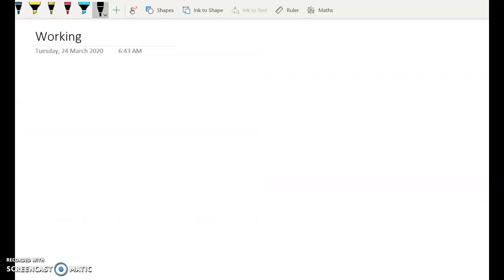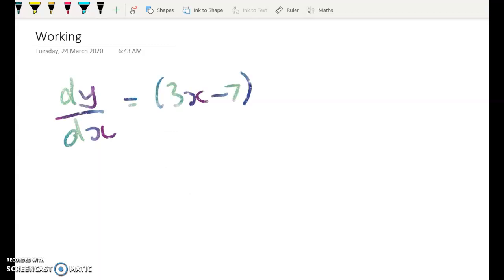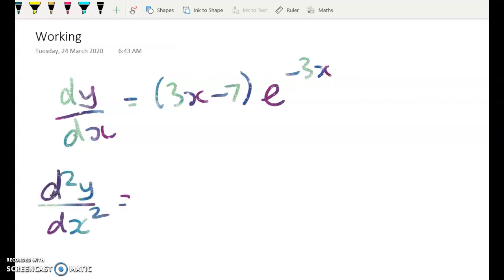So this is always a little bit painful. We've got dy by dx, and now we have to differentiate again. So we've got 3x minus 7 times e to the negative 3x. So off we go again. D squared y by dx squared is equal to what? Well, I'm going to do this without the UV thing because I want to get this video finished so I can have my toast before I do my first Year 9 live stream.